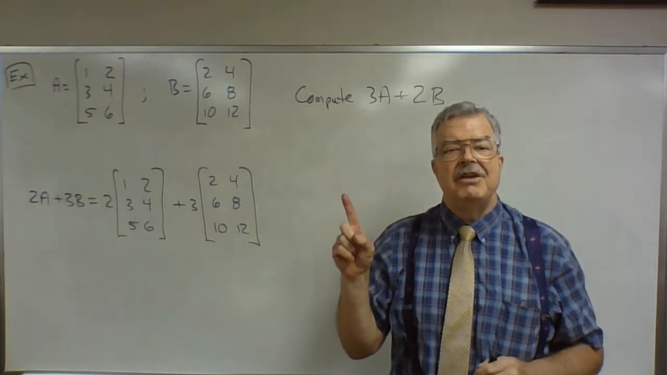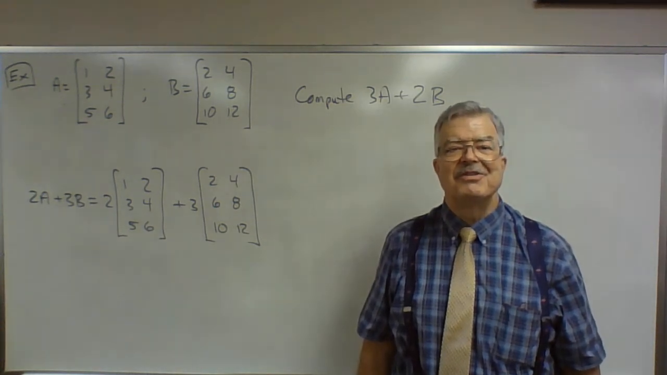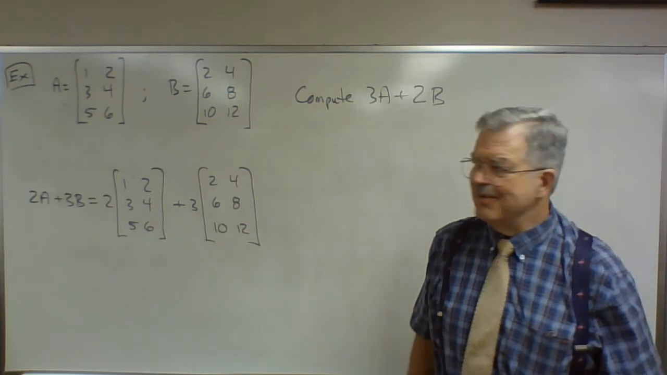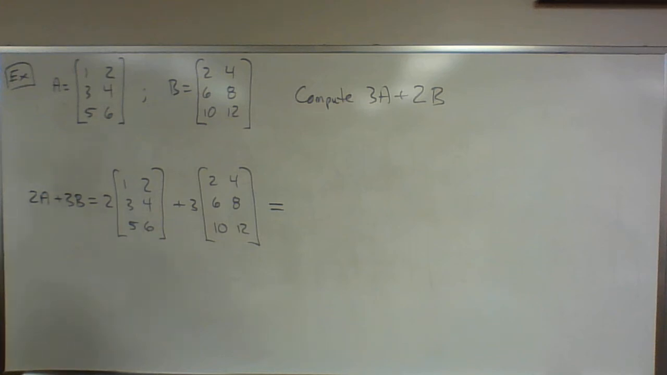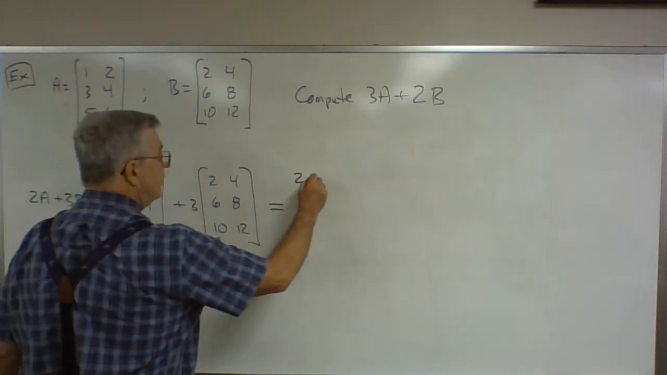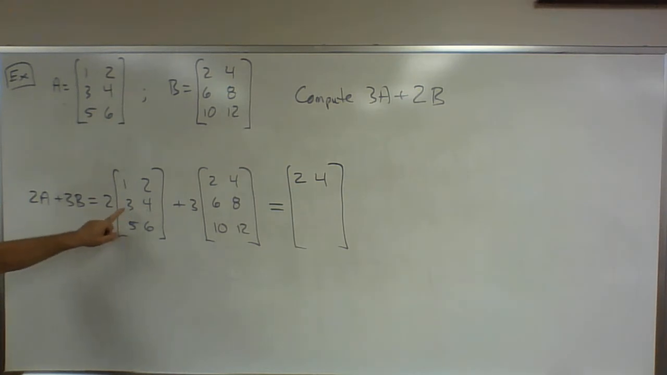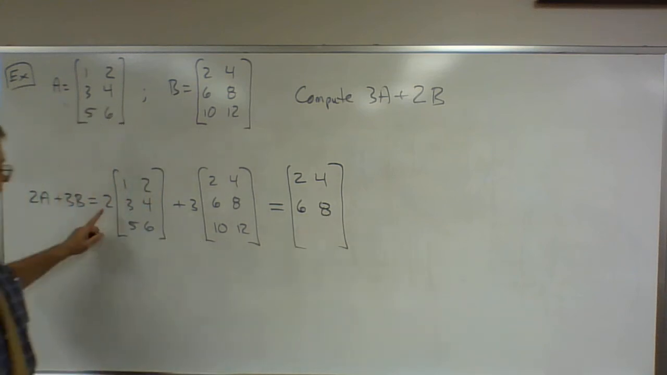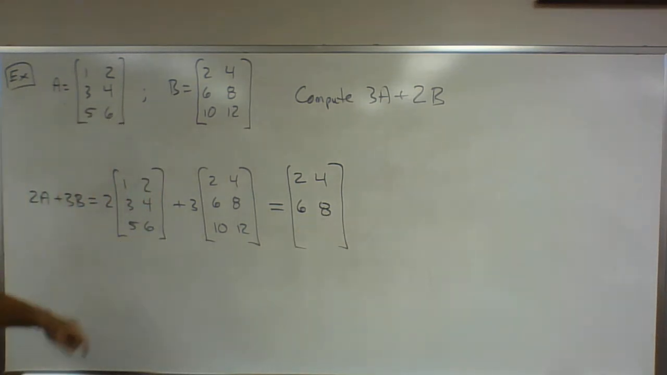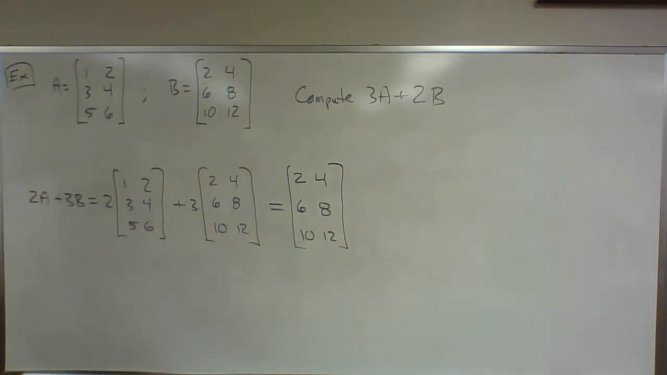So if we have multiplications to do and we have additions to do, which do we do first? Multiplication, you're right. So we've got to multiply these babies together. And we have 2 times 1, 2 times 2, 2 times 3, 2 times 4, 2 times 5, 2 times 6. Okay, that is 2A.